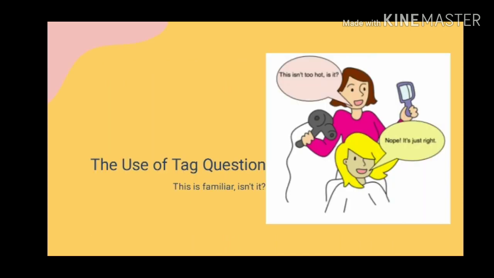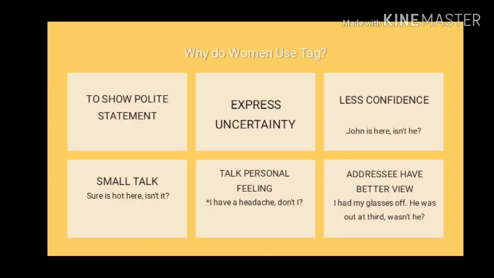You are familiar with the use of that question, aren't you? Okay, just like in the picture here. This isn't too hot, is it? Nope. It is just right. This is familiar, isn't it? Okay, so I think you are familiar with this. The next one is super polite form. We know that a good girl is always polite, right? So we are going to talk about it.